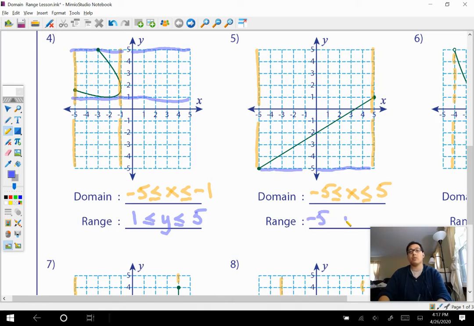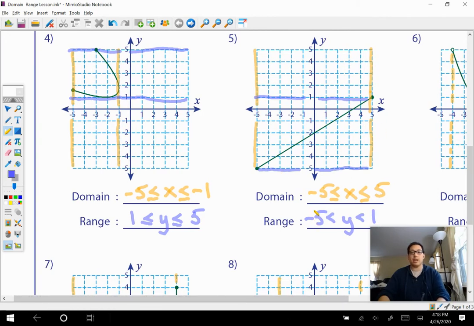And feel free, if you're doing this at home, if you're somehow able to print that out or write on it yourself, or just pause the video before I answer this. So let's see, y goes from -5 to +1, which is the highest value. The y value goes to +1. Are they both closed? Yeah, they are. So let me close these inequality symbols.